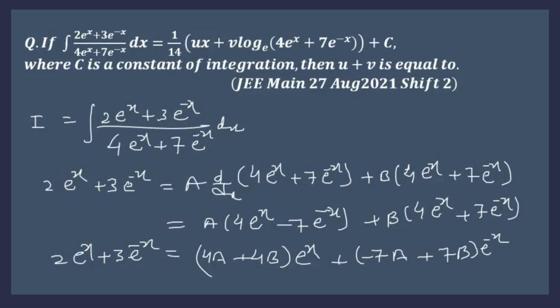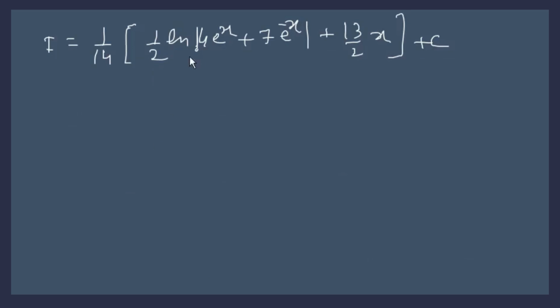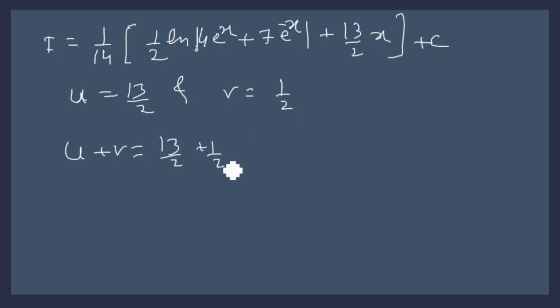Just comparing the coefficient of x here, the coefficient of x is 13/2. So we get u equal to 13/2. And v is 1/2. We need to find u plus v. So 13/2 plus 1/2 is 14/2, which is 7. So the answer for this question is 7.